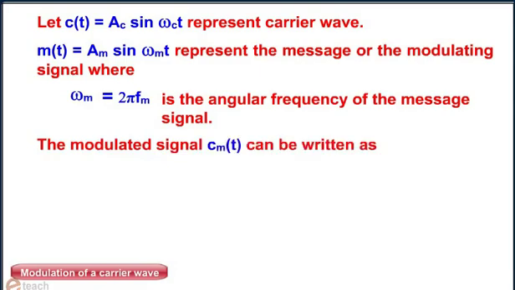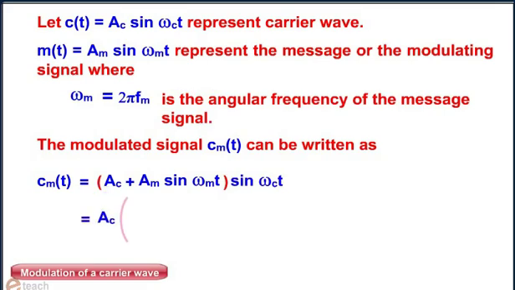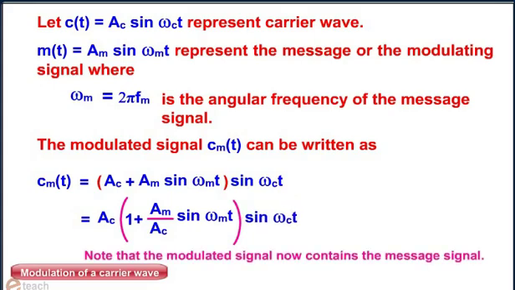The modulated signal cm(t) can be written as cm(t) equals (Ac plus Am sin(ωm t)) times sin(ωc t), which can be written as Ac multiplied by (1 plus Am/Ac sin(ωm t)) multiplied by sin(ωc t). Note that the modulated signal now contains the message signal.